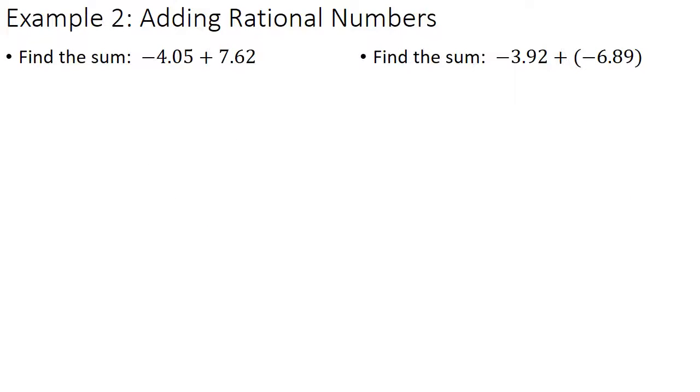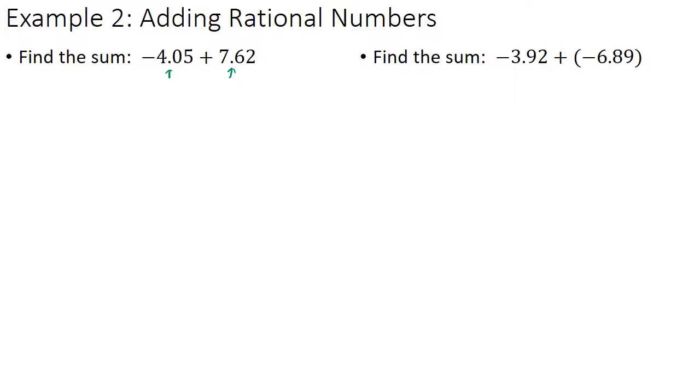For example 2 here, we're going to be adding rational numbers. So we're going to find the sum of negative 4.05 plus 7.62. And we're going to be finding the sum of negative 3.92 plus negative 6.89. So on this first problem here, as we are adding decimals, we need to make sure that we line up our decimal points so that we can make sure to include all of the place values.